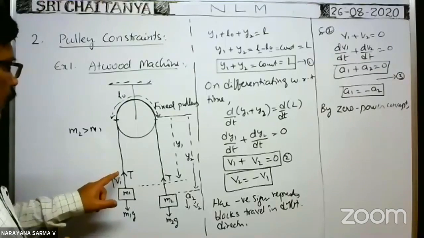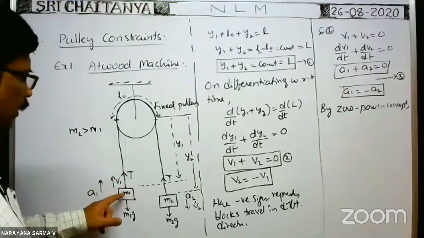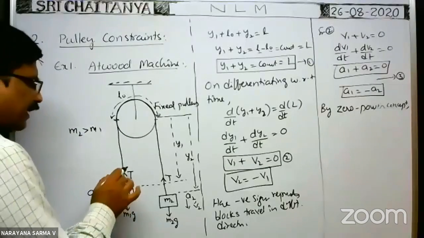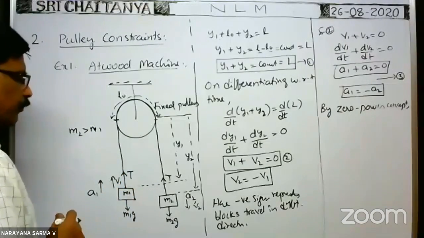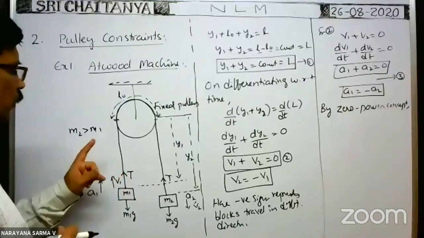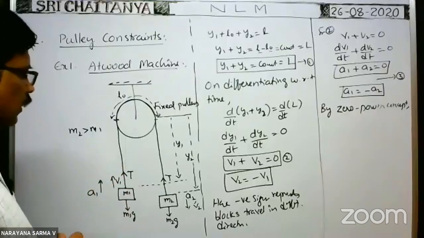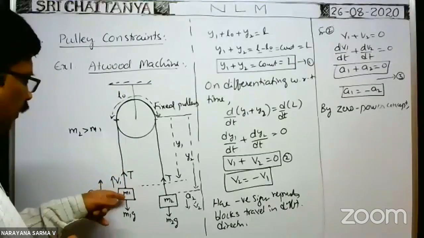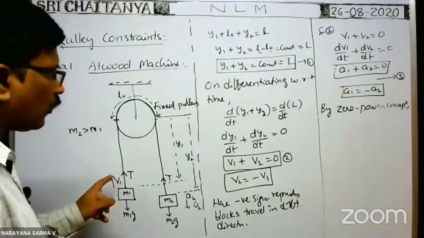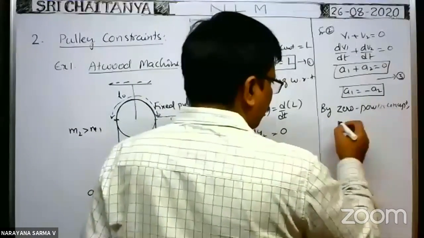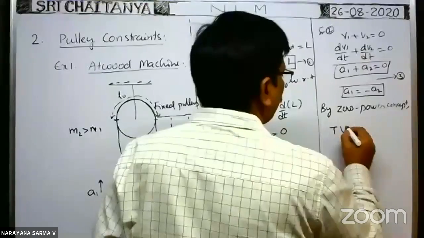So here you see, what is the power consumed by this tension in moving the block m1 with a velocity v1? Tell me, how much power is consumed by this tension here? Suppose this tension moves the block upward with speed v1. Then T is in this direction, v1 is also in this direction, so power consumed is equal to T into v1. T v1 cos 0, that is T v1.